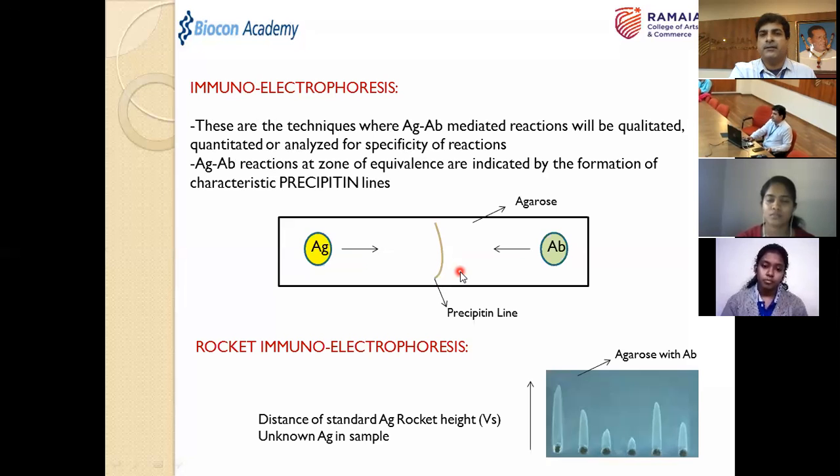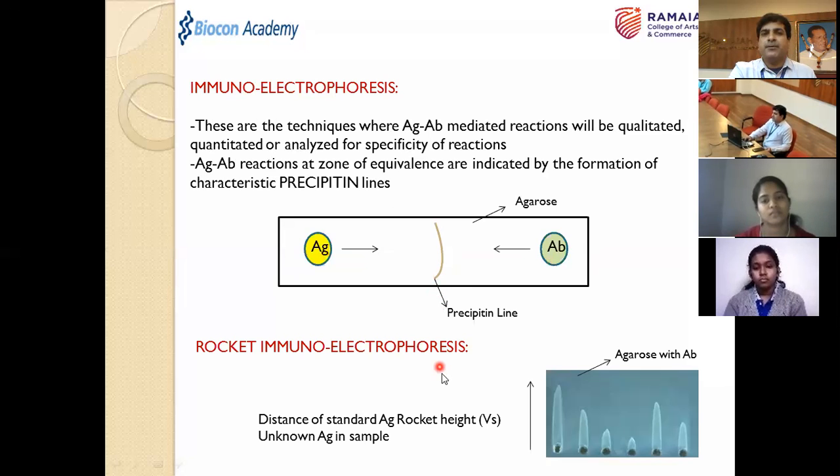This is called immunoelectrophoresis. So you load in the two wells the antigen from the sample and the antibody you want to analyze. When you run the electrophoresis, observation of the precipitin line gives you the positivity of the sample for that particular antibody. Understood? That way it can be used for diagnosis.